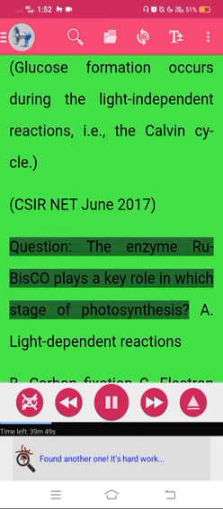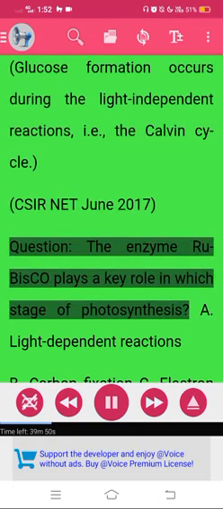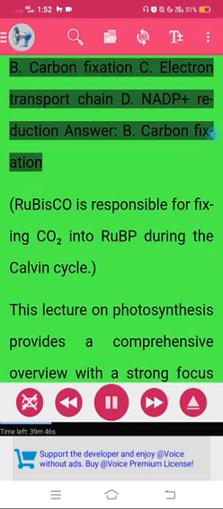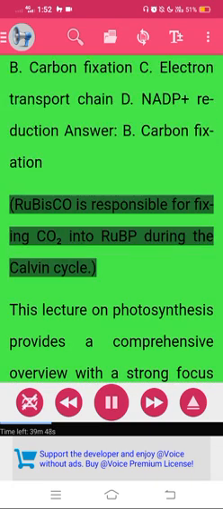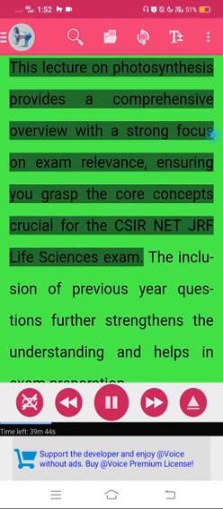CSIR NET June 2017. Question. The enzyme Rubisco plays a key role in which stage of photosynthesis? A, light-dependent reactions. B, carbon fixation. C, electron transport chain. D, NADP+ reduction. Answer. B, carbon fixation. Rubisco is responsible for fixing CO2 into RuBP during the Calvin cycle.